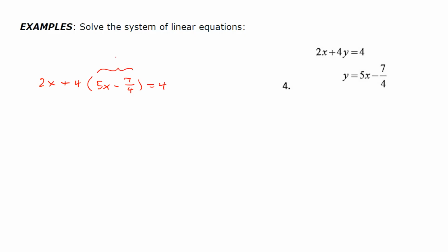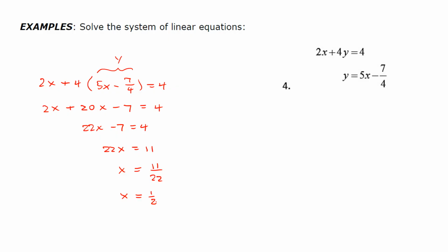Remember, this is y. So I'll distribute the 4. I'll get 20x - 7 = 4. Combine like terms. Move the 7 to the other side. That gets me 11x = 11 over 22. So then x = 1/2.